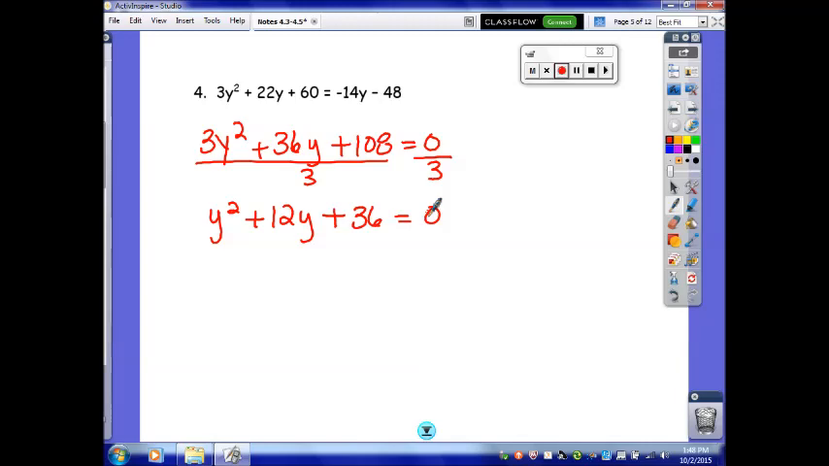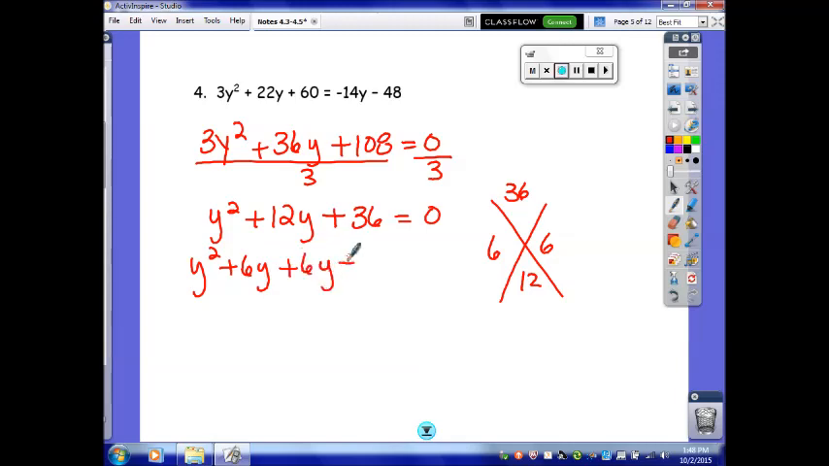Now I'm going to factor. So what multiplies to give me 36, but adds to give me 12? We've got 6 and 6. So we're going to factor, rewrite that middle term. And maybe at this point you're recognizing a shortcut if my lead coefficient is 1. And that's fine if you recognize that shortcut.